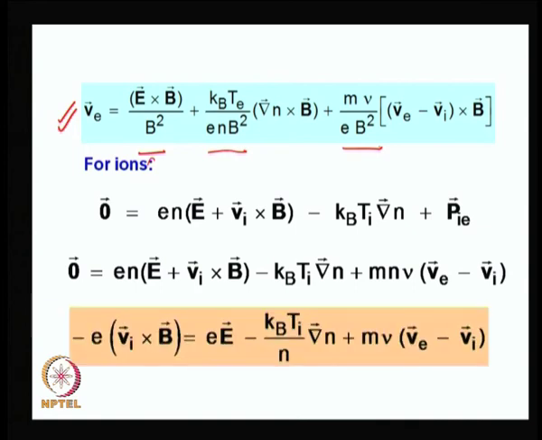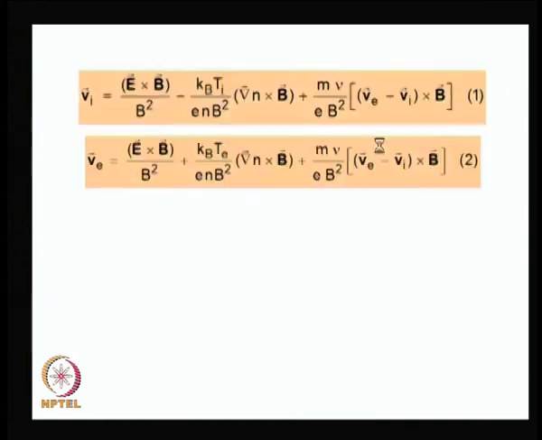You can repeat the same procedure for ions and write an expression for the ion velocity in terms of E cross B, gradient and the momentum terms. These are the two terms for electron velocity and ion velocity. In these you have an expression for VE minus VI. So, we have to still do some more algebra.